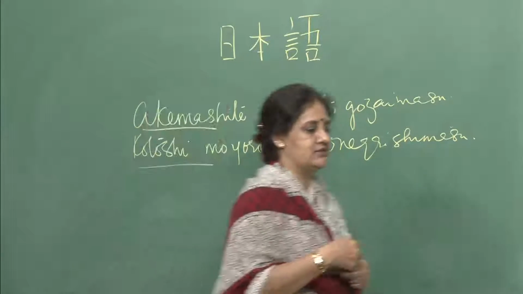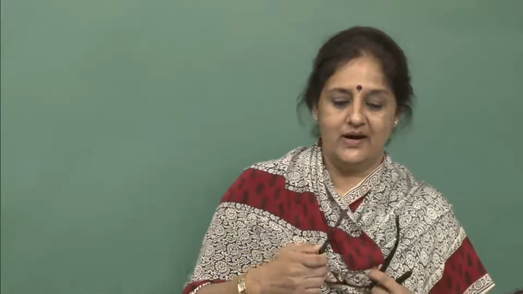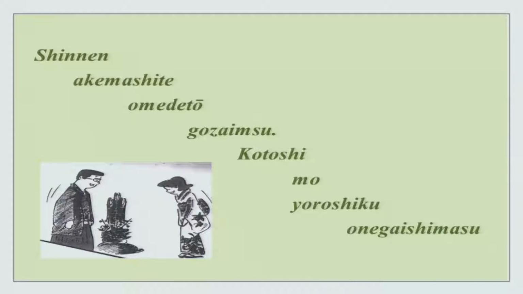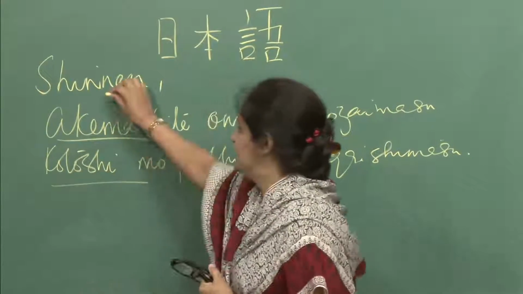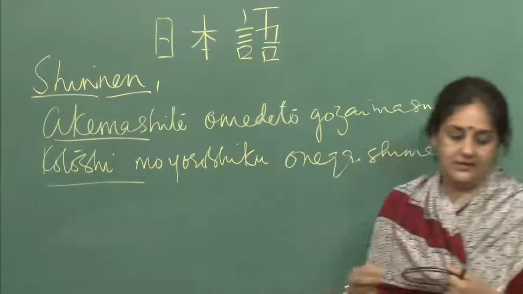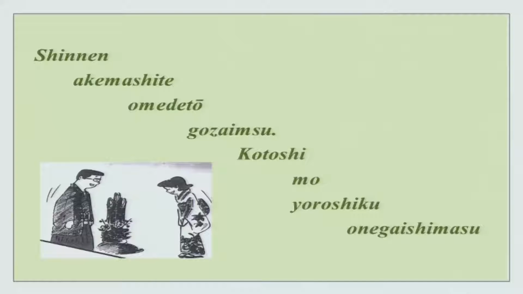Now, over here there is a new word for you. The phrase is the same. There is a new word shinnen right on top, you can see. Shinnen means, shin means new and nen means year. So, a very nice year for you. I congratulate you. I wish you all the best in the coming year, and please let us continue our association, our friendship in this year as well.